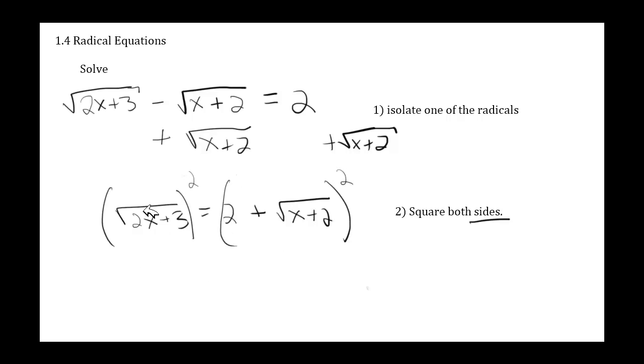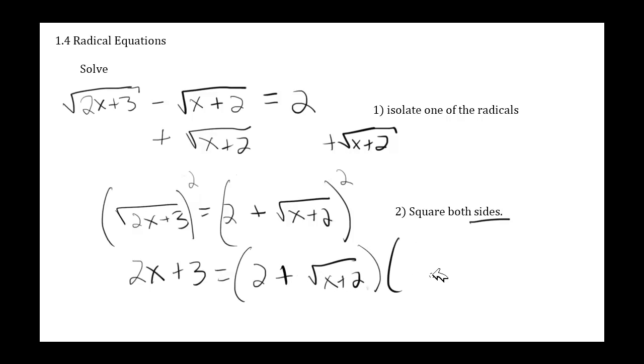Left hand side's easy. You're squaring to get rid of this root. These guys do cancel out. Off with 2x plus 3. On the right hand side you have to be careful. Remember, you cannot distribute exponents. So instead you have to write it twice. 2 plus root x plus 2, 2 plus root x plus 2. And you need to FOIL. So I'll give myself some more space here.